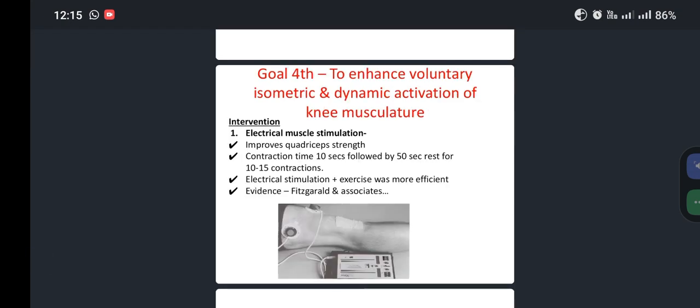The fourth goal of phase 1 is to enhance voluntary isometric and dynamic activation of the knee musculature, for which electrical stimulation can be given, which improves quadriceps strength. The contraction time is 10 seconds followed by a 50 second rest, for 10 to 15 contractions. Evidence suggests that electrical stimulation with exercise was more efficient than electrical stimulation alone, which means exercise should be given concomitantly with electrical stimulation, which will be more beneficial for the patient to recruit the muscle activity.